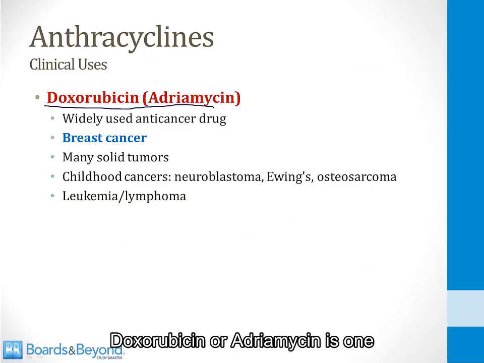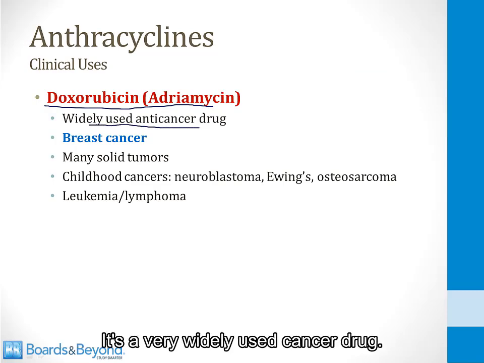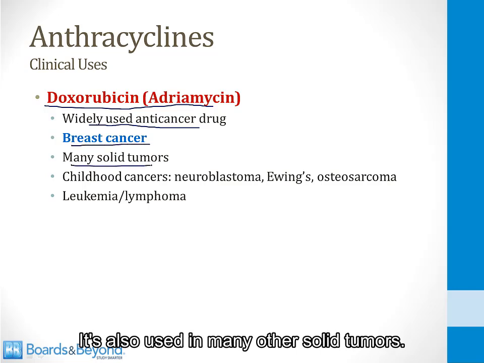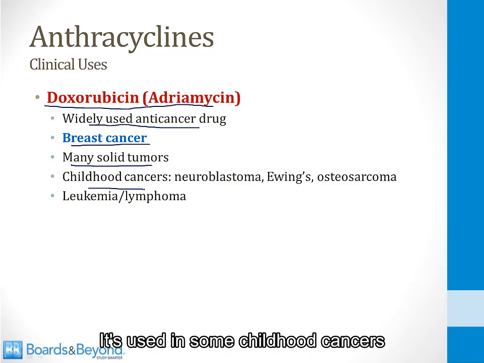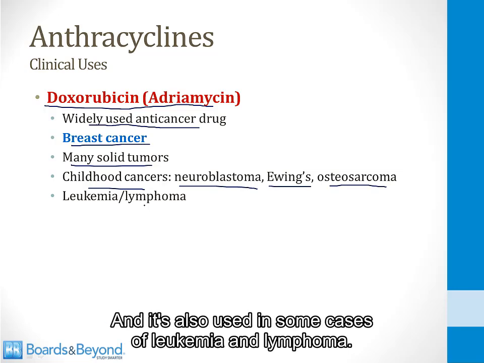Doxorubicin or adriamycin is one of the most commonly used drugs in this class. It's a very widely used cancer drug. It's used in most cases of breast cancer. It's also used in many other solid tumors. It's used in some childhood cancers, including neuroblastoma, Ewing sarcoma, and osteosarcoma. And it's also used in some cases of leukemia and lymphoma.